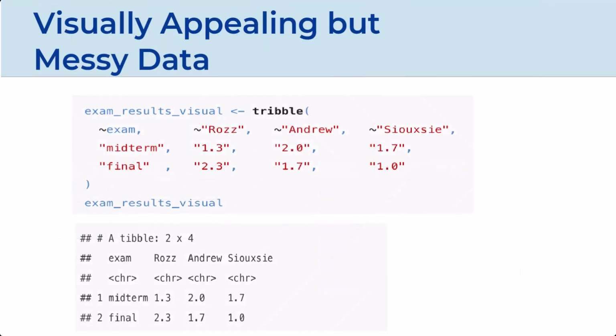Some datasets may appear organized but are messy in structure. For instance, a table with merged cells for student names and exam scores may look neat but is hard to analyze. Messy formatting like this creates redundancy and misalignment, making the data difficult to work with.